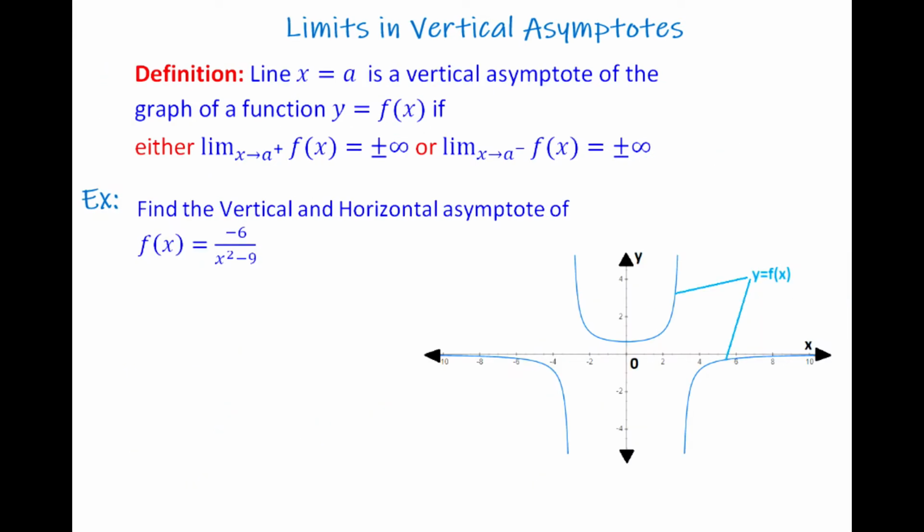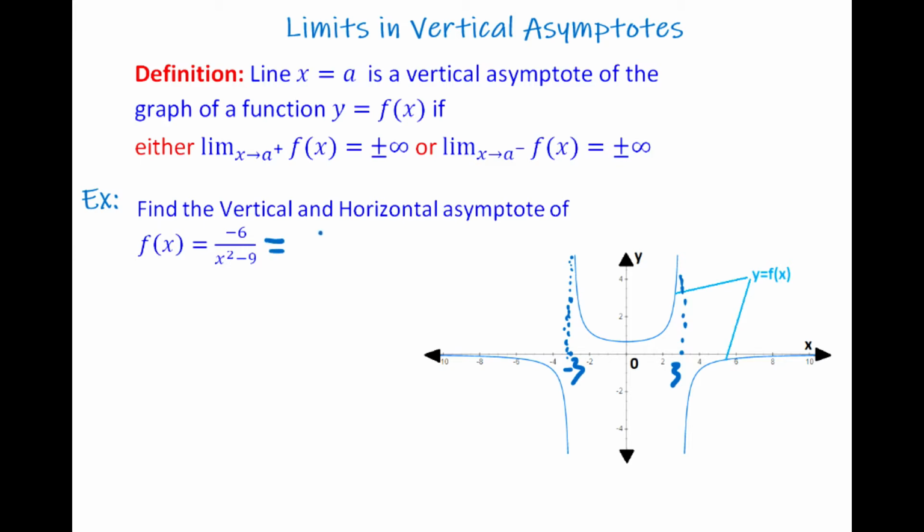We have a new question, and it says, guys, find the vertical and horizontal asymptote of the function f of x, where the function is negative 6 divided by x squared minus 9. I put here the graph of the function to give you a clear picture actually. If you look at the graph, this point is negative 3 and that point is positive 3, guys. And those points are what? Those points are the values which make the denominator 0.